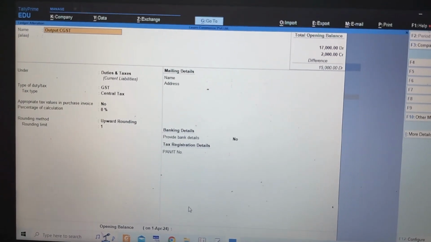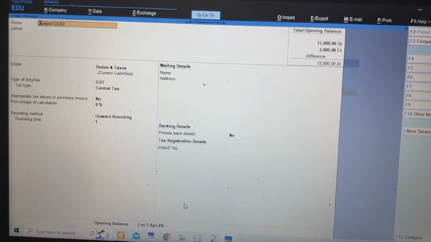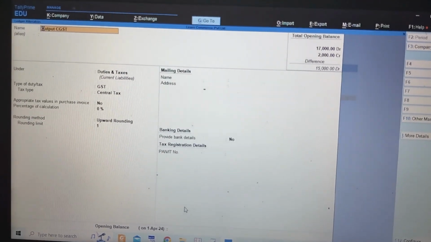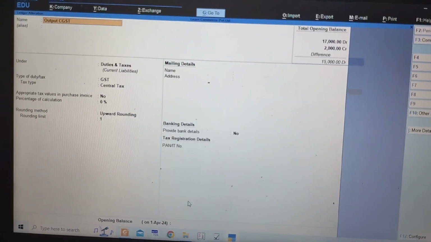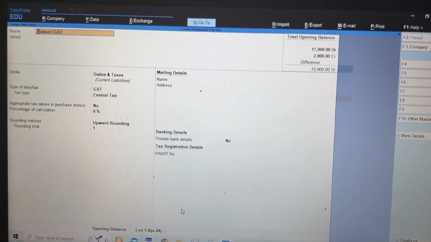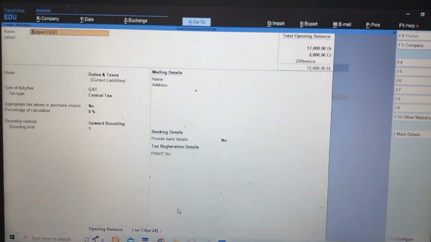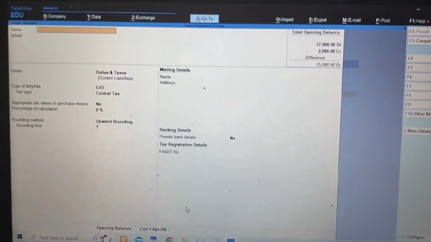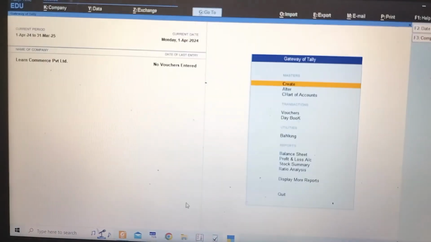So this will come under group duties and taxes, and type of duty and tax will be GST. Tax type you change accordingly. If you are taking output SGST, then change it to state tax. If you are taking output IGST, then change it to integrated tax. So make the changes accordingly. Hope you are getting my point. So these are all about ledgers creation.